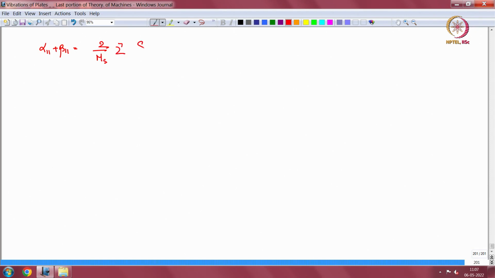summation sine square m pi x star by L by omega mn square minus omega square, plus 1 by mr, omega n square minus omega square, equal to 0. Okay. So, that is the new frequency equation.